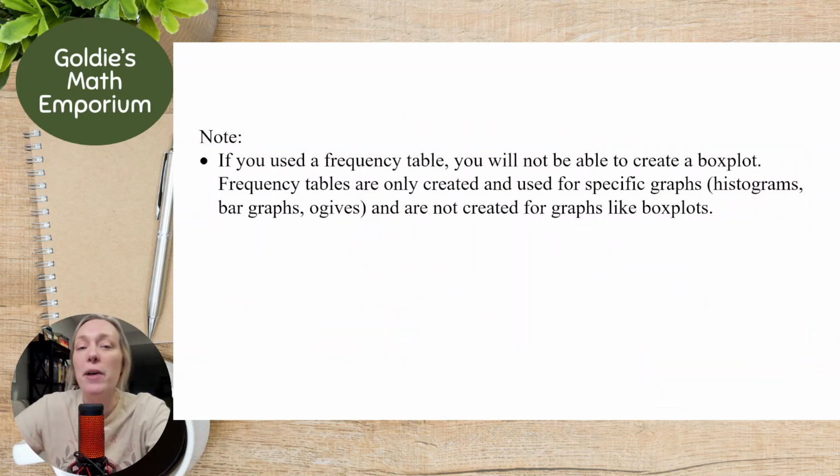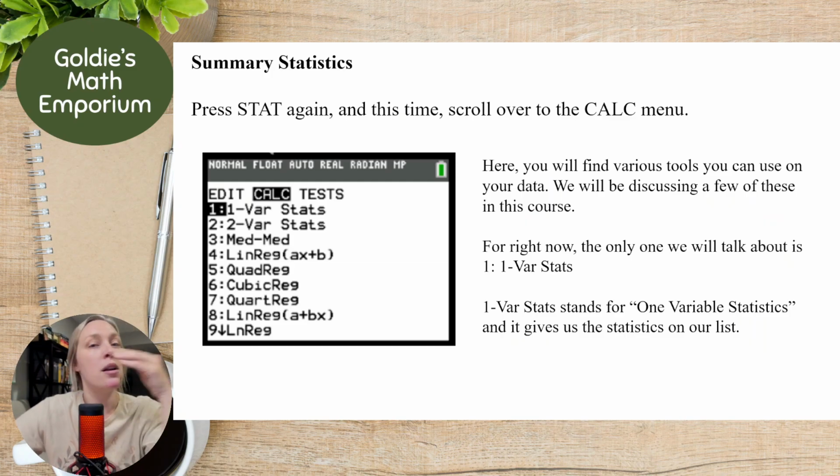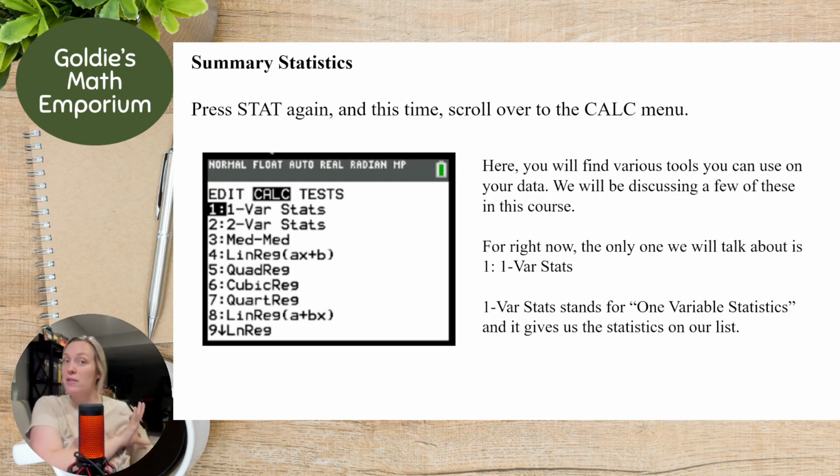And again, a note about the frequency table. You can't create a box plot with a frequency table. Okay, frequency tables are only used with histograms, bar graphs with categorical data, and ogives. They're not created for graphs like box plots. Okay, so that's graphs. We've covered histograms and box plots, which are the two we're talking about right now.